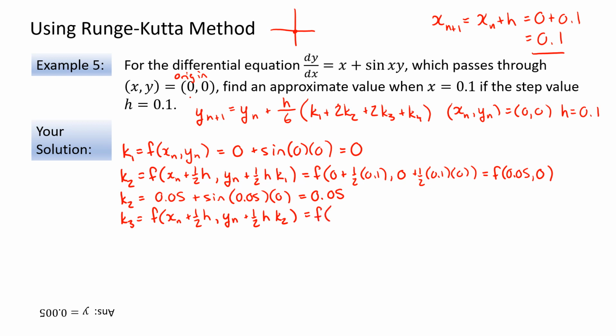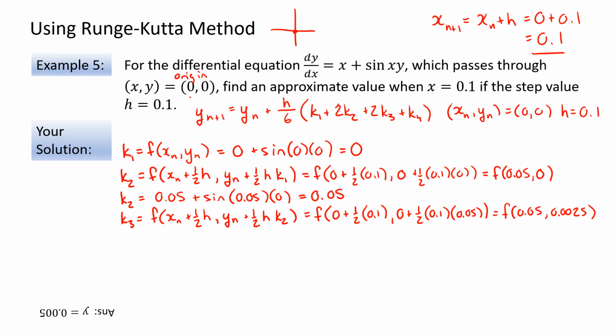To calculate this out, we get f at x_n, which is 0, plus 1/2 times 0.1. And our y is 0 plus 1/2 times our step value, 0.1, times our previous k, which in this instance is 0.05. If you calculate these out for k3, then you get our function at 0.05 and 0.0025.